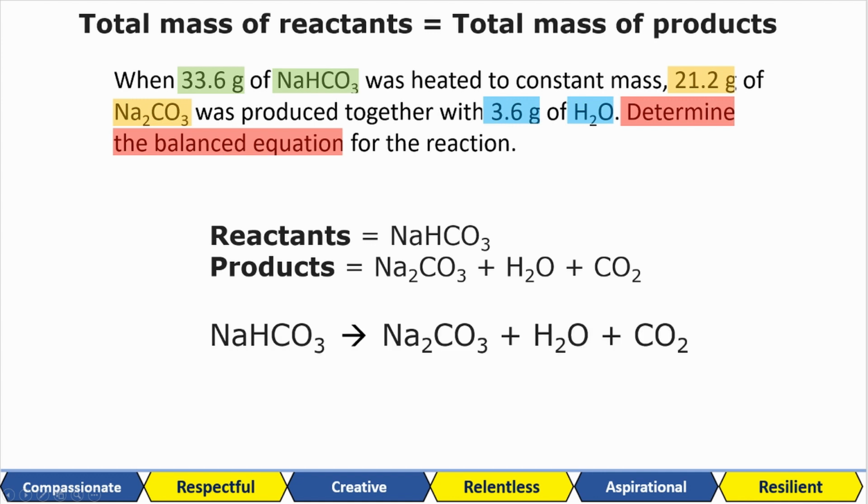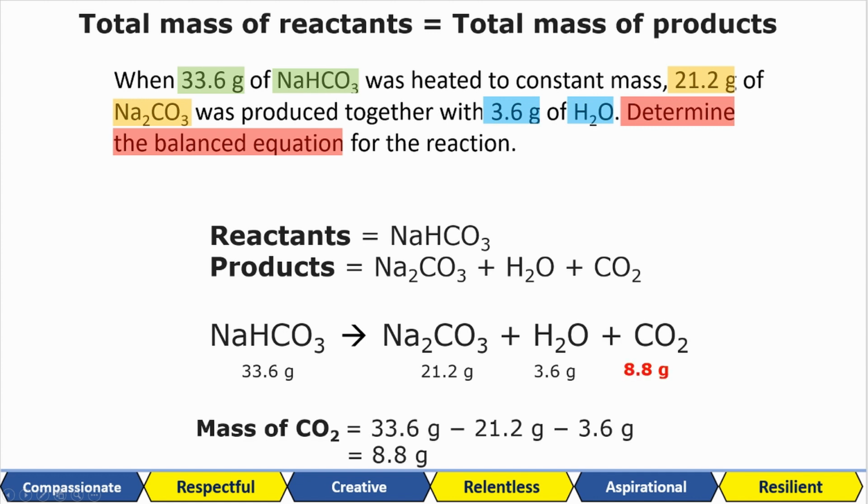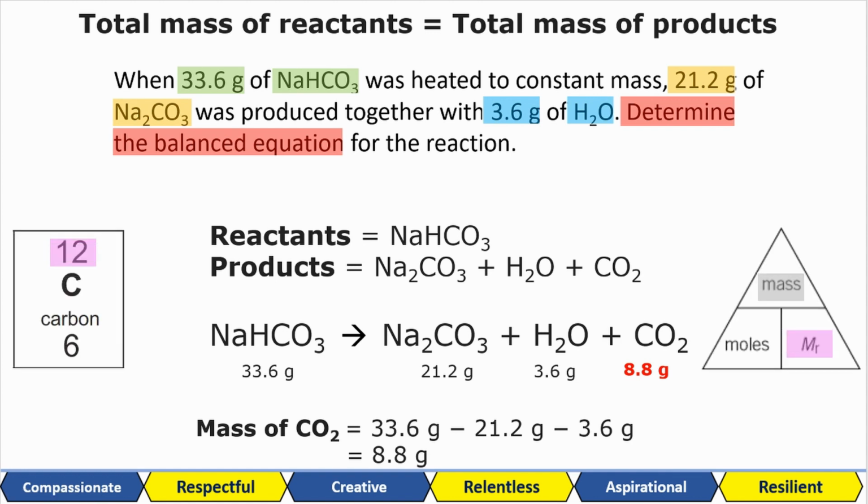You should then write the mass that you get from your question underneath your equation. The mass of carbon dioxide then must be the mass of our reactants minus the mass of the other products. This gives us 8.8 grams of carbon dioxide. I'm just gonna leave this equation up here.